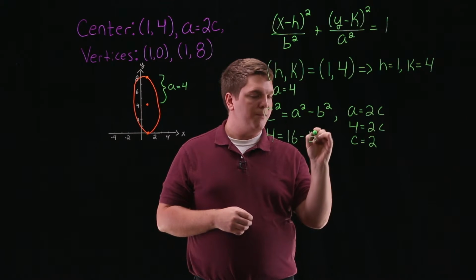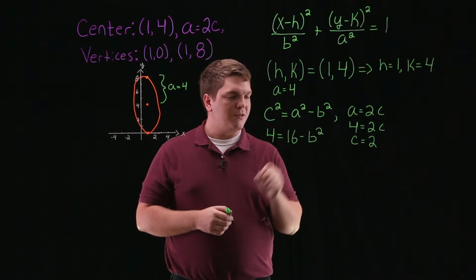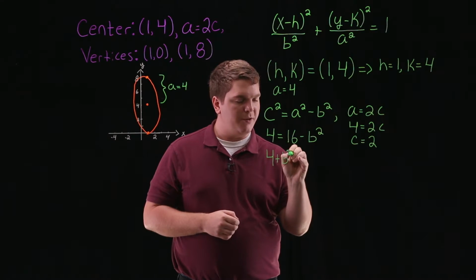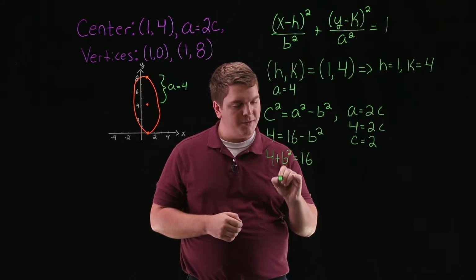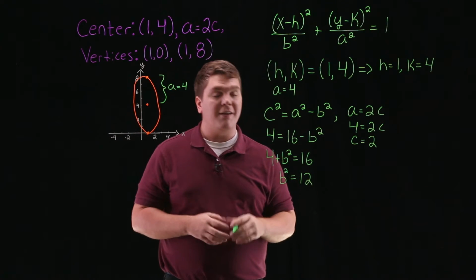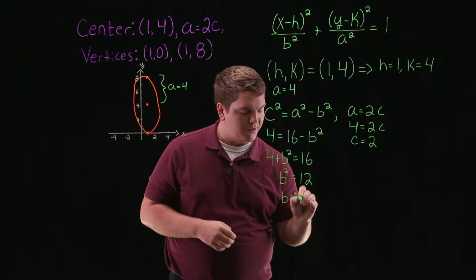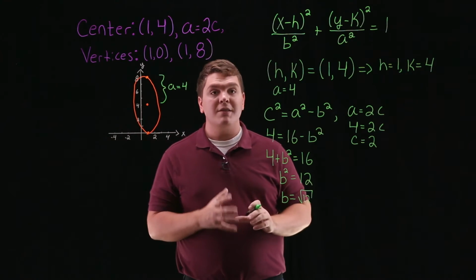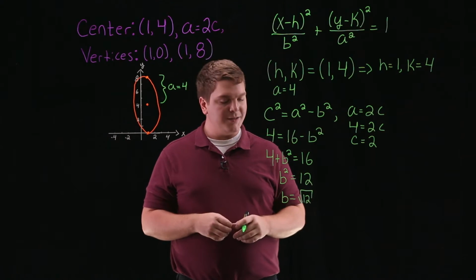And we're subtracting b squared. Now we can imagine rearranging this a couple of different ways. Let's first add b squared to both sides of the equation. So we have 4 plus b squared is equal to 16. Now we can subtract 4 from both sides, and we have b squared is equal to 12. Finally, solving for b by taking square roots of both sides, we have b is equal to the square root of 12. Here, we're only concerning ourselves with the positive value, since really we're talking about a distance, half the length of our minor axis.